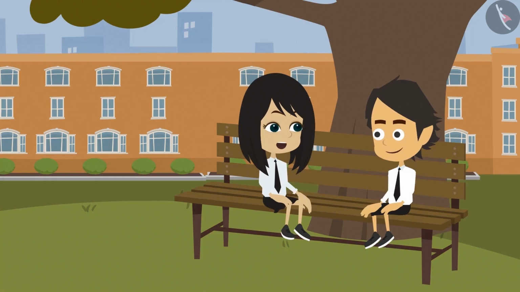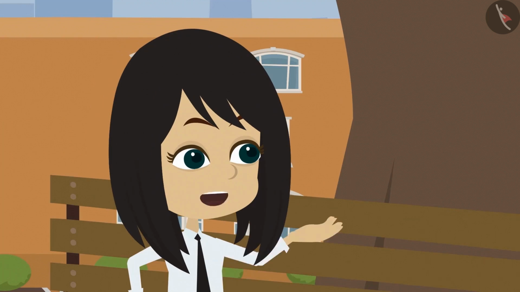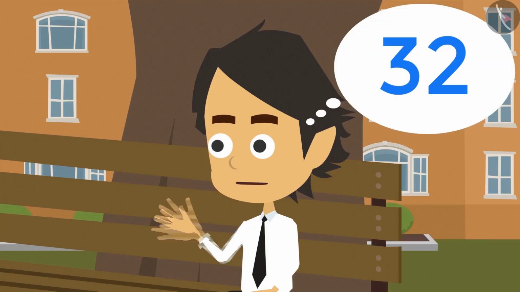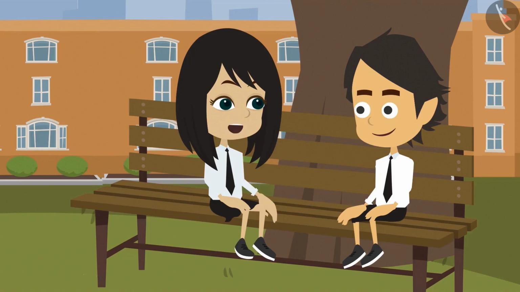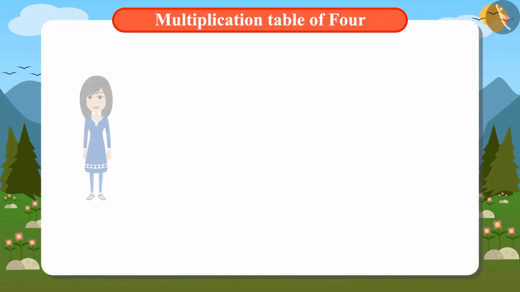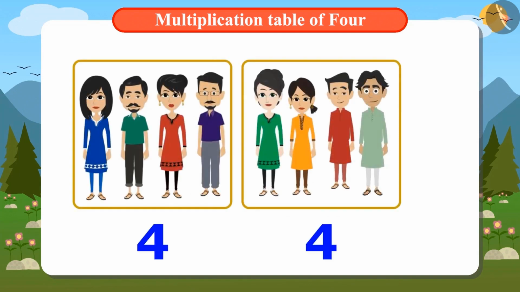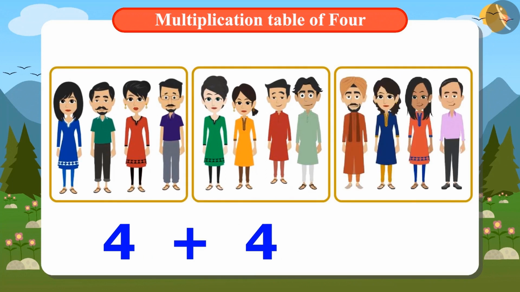Okay, come on, I will help you. Just tell me the total number of guests. 32. And how many guests can use one table? 4. Each table is for 4 guests. To know how many guests will use 2 tables, you have to add 4 2 times. For 3 tables, you have to add 4 3 times.